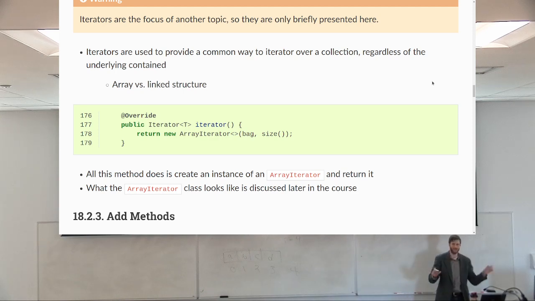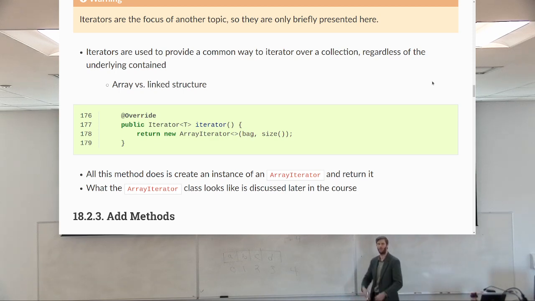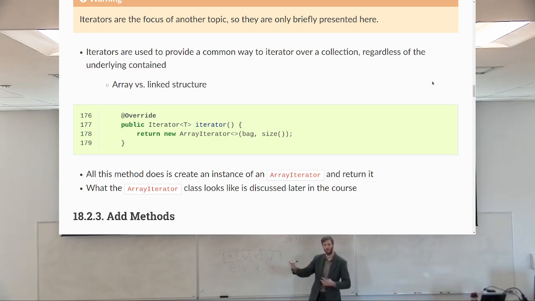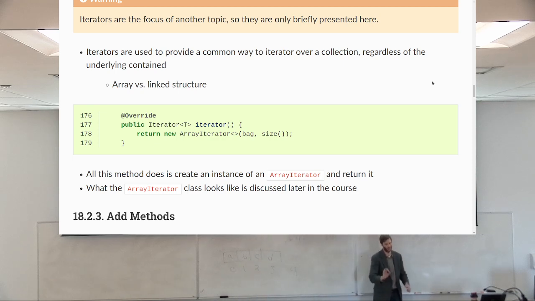But the sneak peek is iterators make it so I don't care what the underlying collection is. The way I can iterate over that collection is the same regardless of the underlying collection. It's really nice. You'll see.